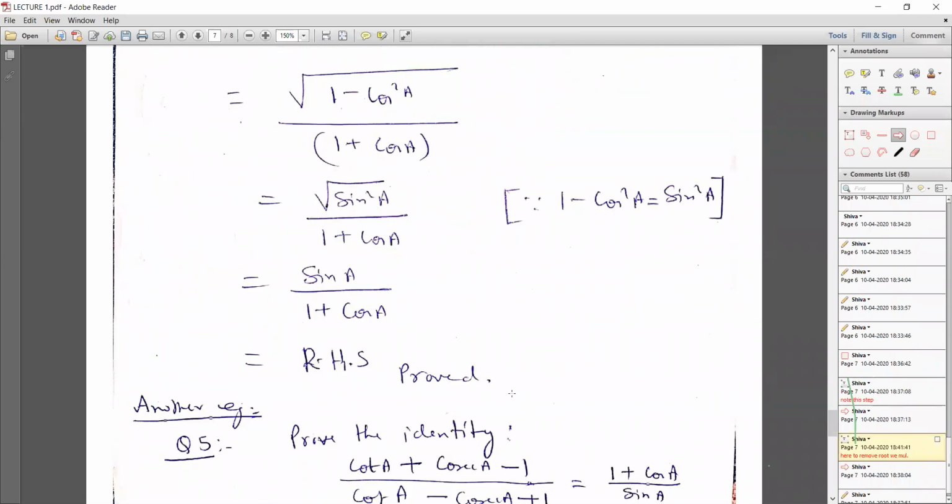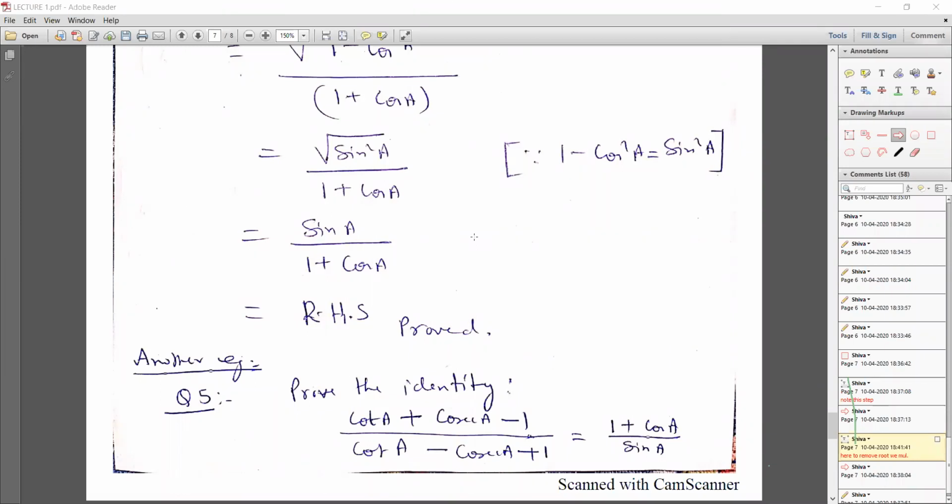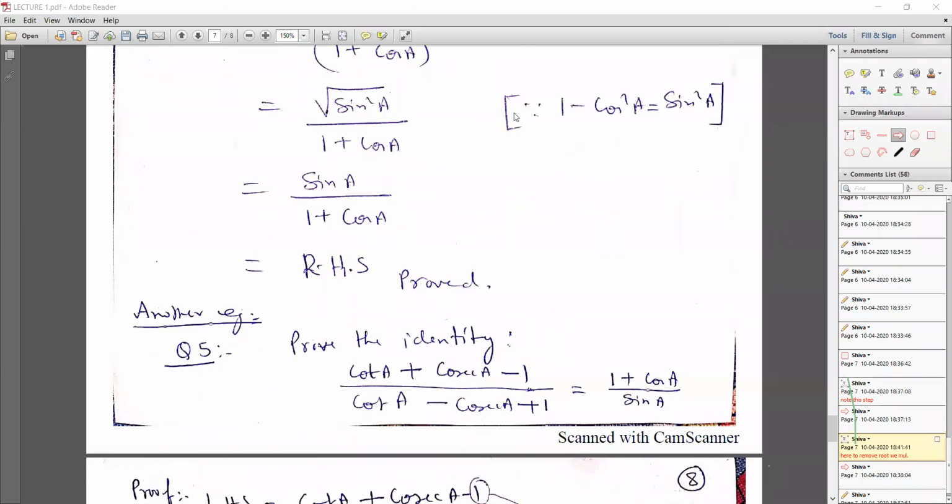Now, under root 1 minus cos square A can be written as what? Sin square A, because we know the identity here, the application of identity has come. So 1 minus cos square A is equal to sin square A, and under root sin square A can be written as sin A upon 1 plus cos A. And this is our right hand side. Are you all able to understand properly?